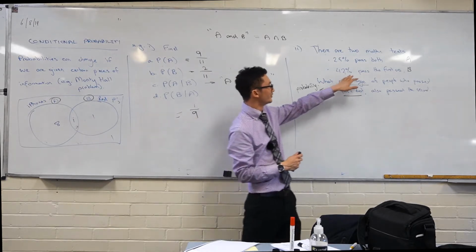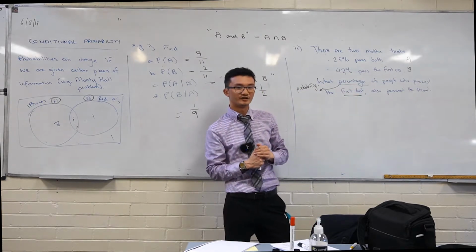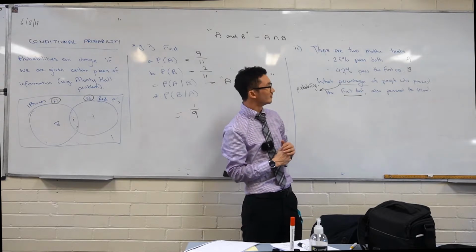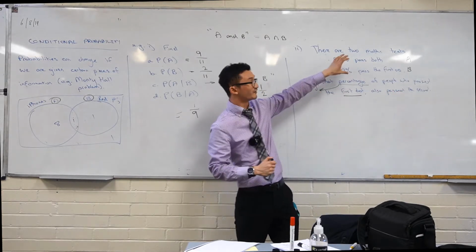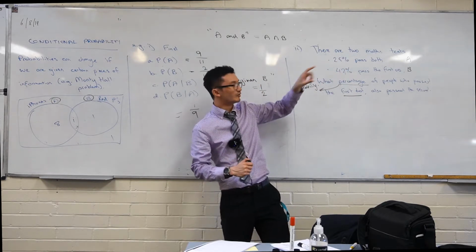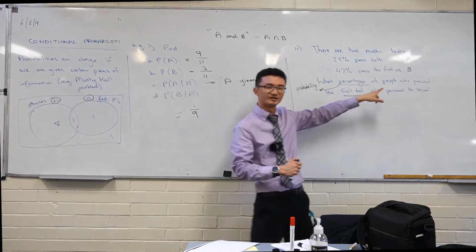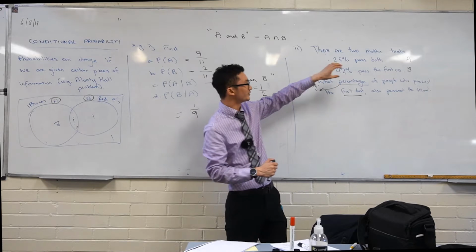67, because 42% passed the first one, 25% passed both, so you just add them together. But hang on, I'm not looking for that. I've got these things here individually, and we can see that very clearly. But look carefully. What's the thing I'm interested in? What percentage of people who passed the first test? So they definitely passed the first test.